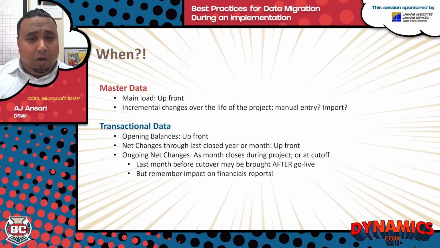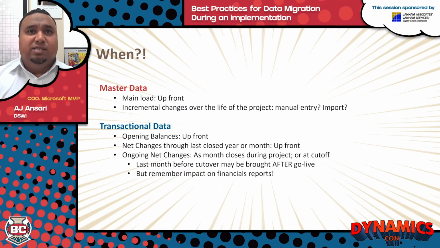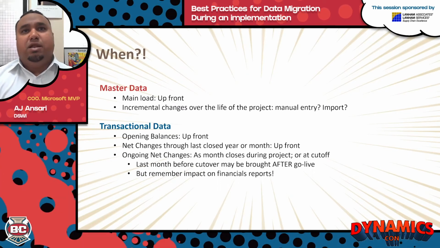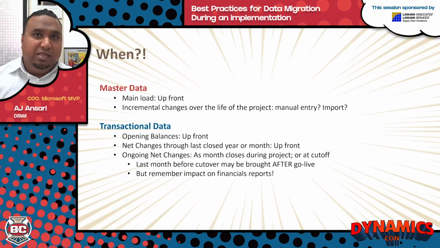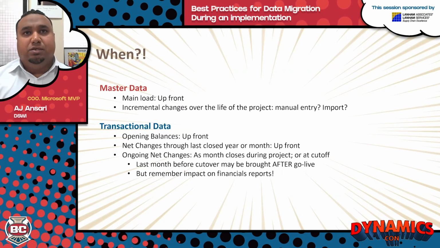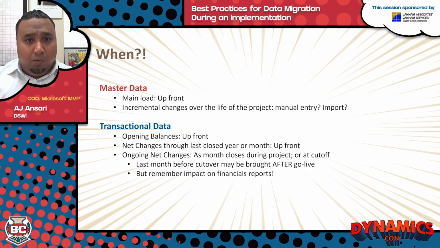Some things are going to be done after cutoff. So that last month before go live, chances are you're going to go live, and then that month is going to be closed a few weeks later. And so what you're going to do is go live on the new system. You'll start running your transactions. And at some point when the books are closed in the old system, you're going to bring that month's detail in. But remember that in the interim, you will have inaccurate financials from certain perspectives.